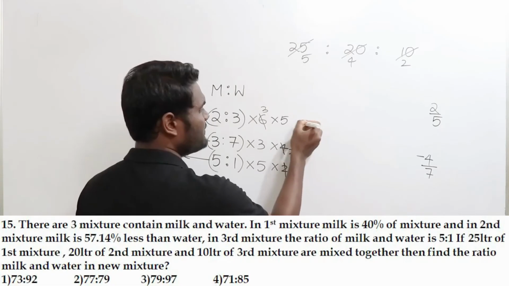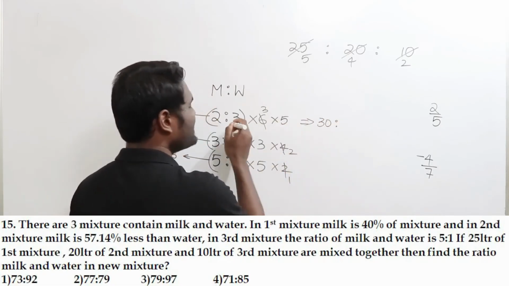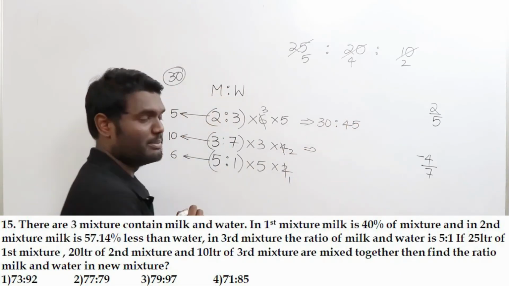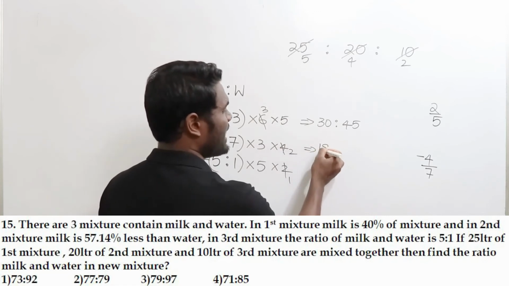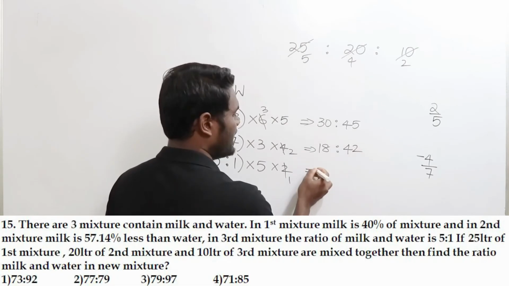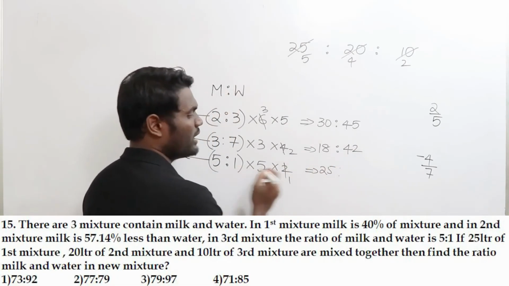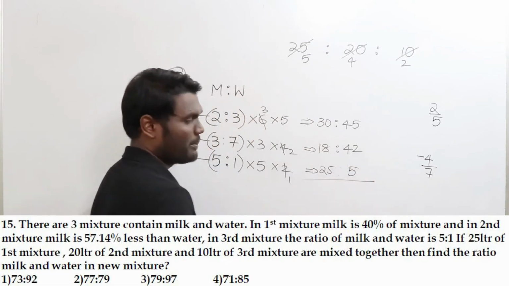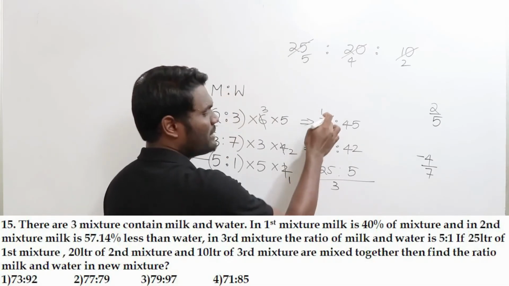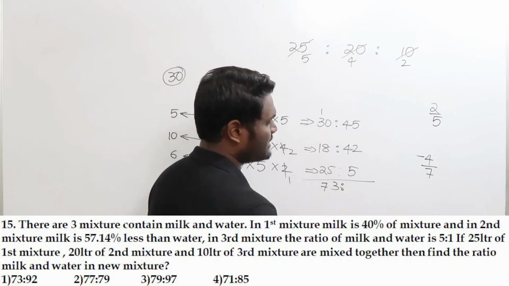3 times 5 will be 15. 15 times 2 will be 30. 15 times 3 will be 45. Next, 3 times 2 will be 6. 6 times 3 will be 18. 6 times 7 will be 42. And next, 5 times 5 will be 25. And 5 times 1 will be 5. Now what happened? 8 plus 5, this will be 13. So 1 carry and this will be 3. So 1 plus 3, 4, 5, and this will be 7. So we can say that this is 73.